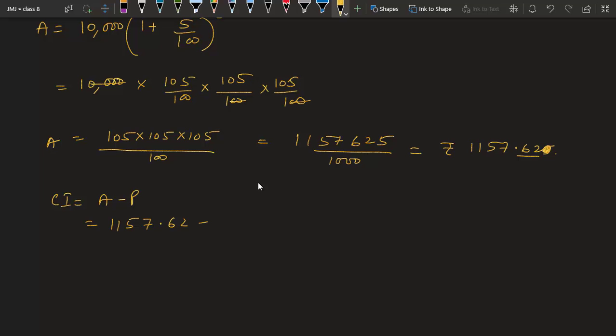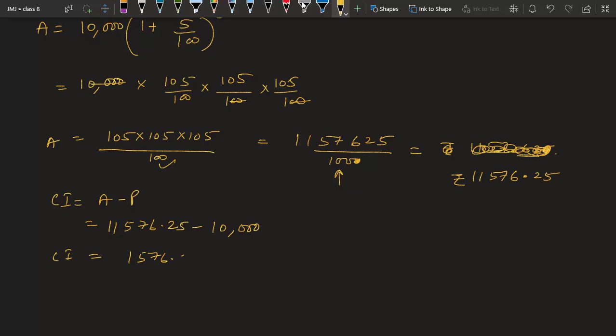Actually this was 100 only, I took 1000 by mistake. Okay, so the decimal will come here, 1157.625. By mistake I took it as 1000, it was 100 only. So this is the amount. So 11,576.25 minus 10,000. So the compound interest is given by 1576.25.